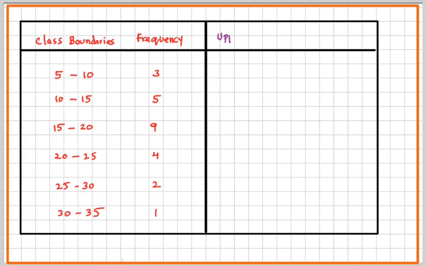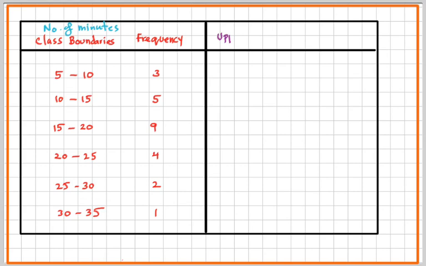Now let's assume for a second that this class boundary is actually the number of minutes that a student takes in order to reach school. So this is the number of minutes taken by students of a particular class in order to reach school. Now how would I read it? I would read it as there are 3 people who are reaching school between 5 and 10 minutes. 5 people, they reach school between 10 to 15 minutes and so on.